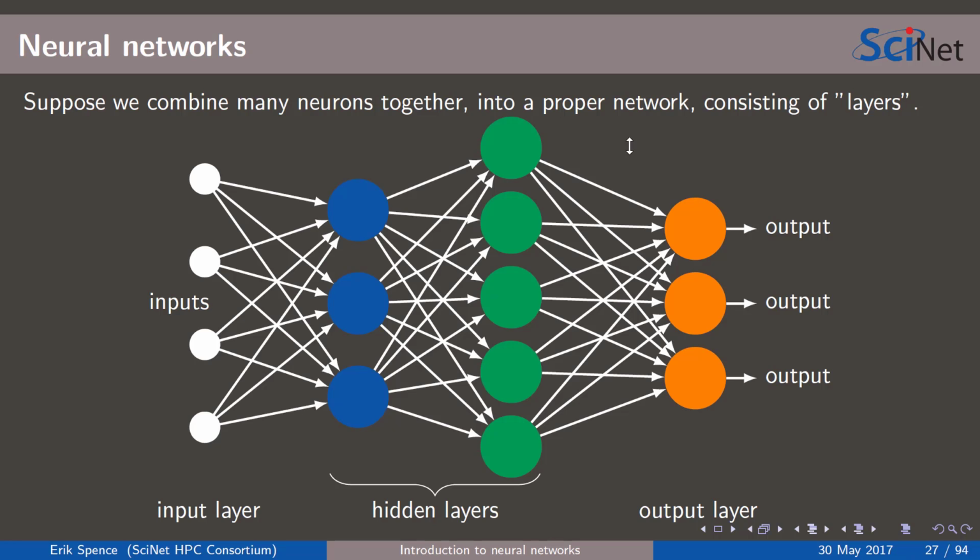Finally, same thing with the output layer. The output layer takes the inputs from the previous hidden layer, runs its sigmoid function with its weights and biases, and then outputs.